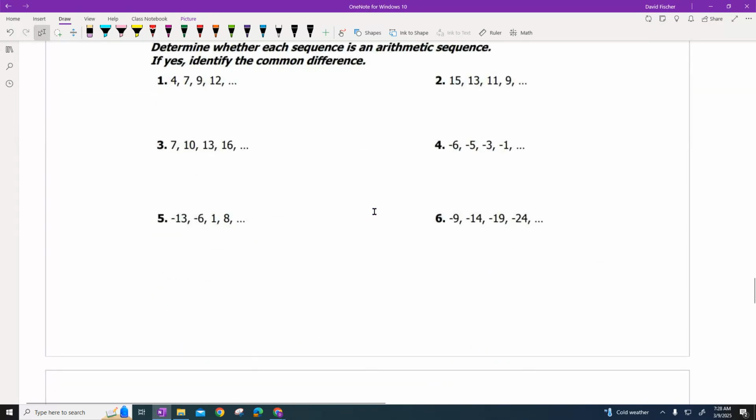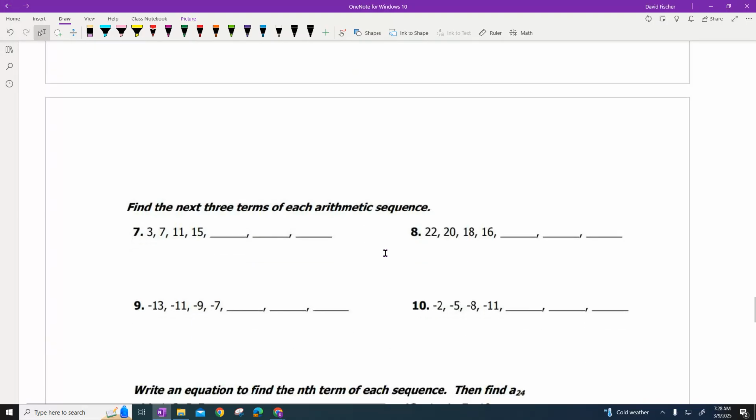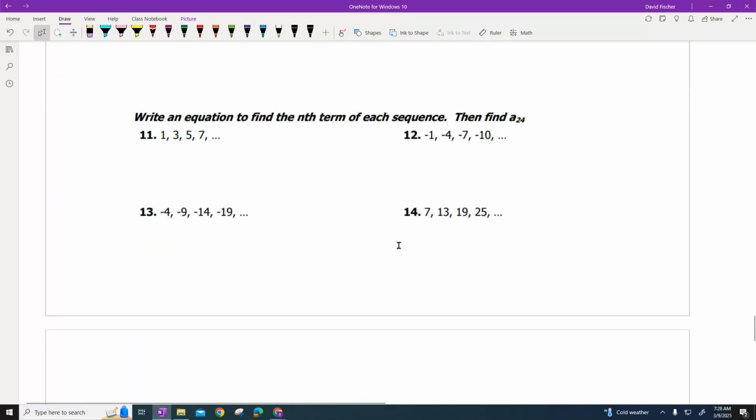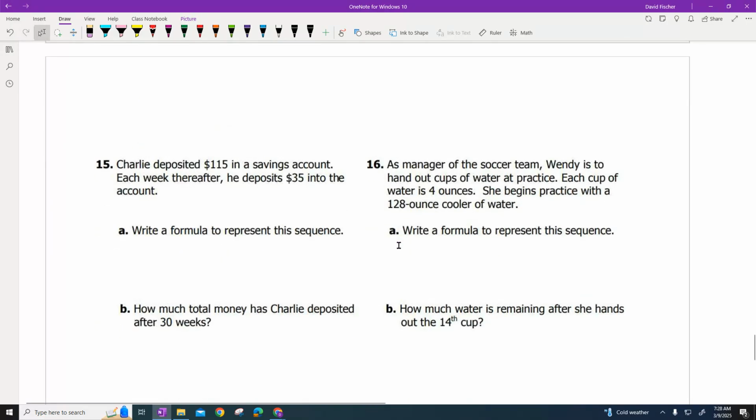Alright, so now you got some problems here to do. Make sure you read the directions up here. It says, tell me whether it's an arithmetic sequence. If yes, make sure you write the common difference. Okay, it's worth 2 points each. Alright, and don't skip the word problems.